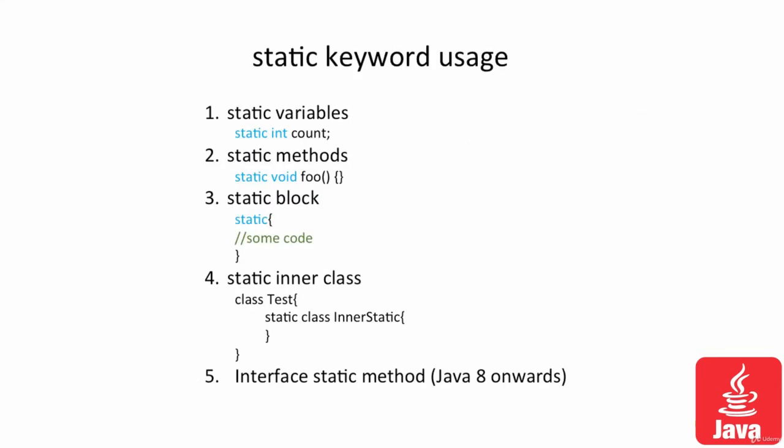So with the static keyword, we can have static variables. We need to simply write the keyword static before writing the data type of a variable. So if we want to create a variable called count of the type integer, we need to write static int count. This would be the format.